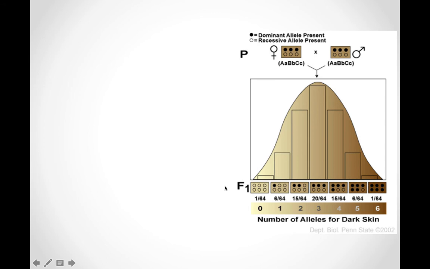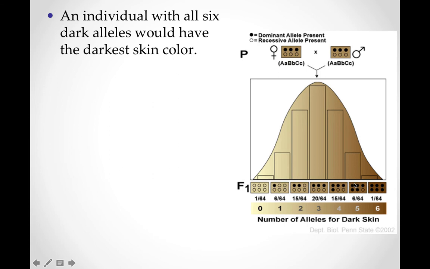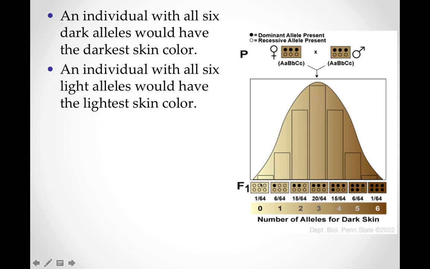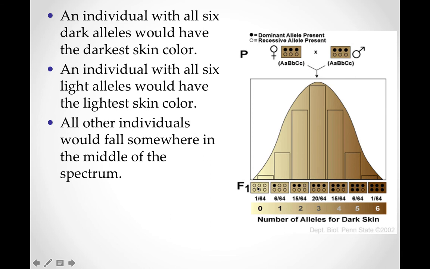So in the number of alleles that show up for each of these different ones, the majority of them are still in the middle. Then you have a chance of being closer in, and then you have a little bit of a chance at the extremes. So for skin tone, if you have all 6 dark skin alleles, you're going to have a darker skin tone. An individual with all 6 light alleles will be at the other end. And individuals who fall somewhere in the middle of the spectrum are going to be the majority. So when you look at those numbers.